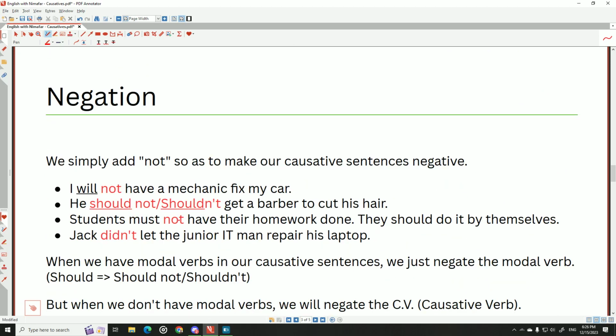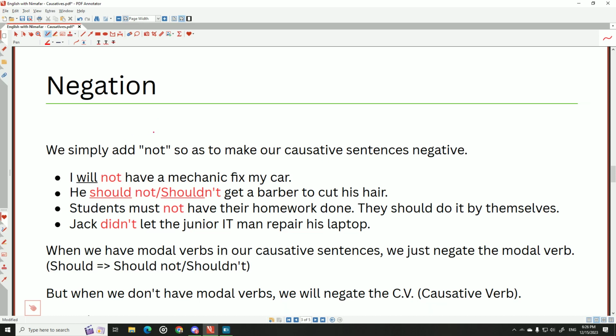Negation. Negative comes from there. It means when you want to make a negative sentence or question. How do you say, I drive, I don't drive. I can swim, I can't swim. Use not. So, same here. Just add not to your causative sentence. I will not have a mechanic fix my car. He should not, or shouldn't, or won't, get a barber to cut his hair. Students must not. Jack didn't let the junior IT man repair.